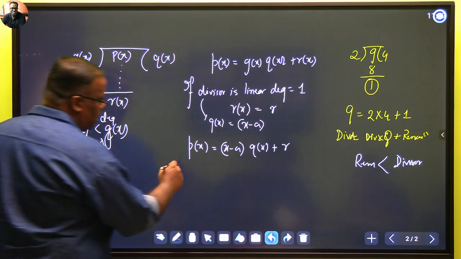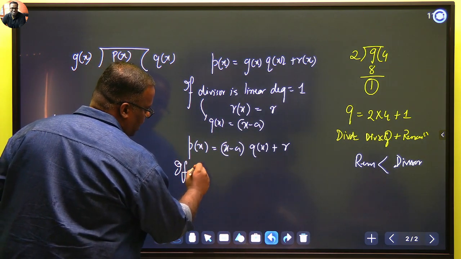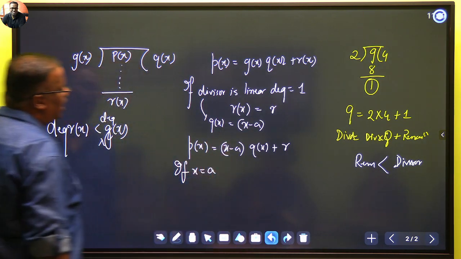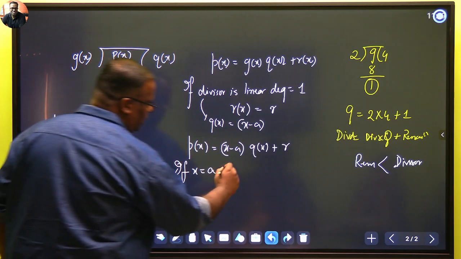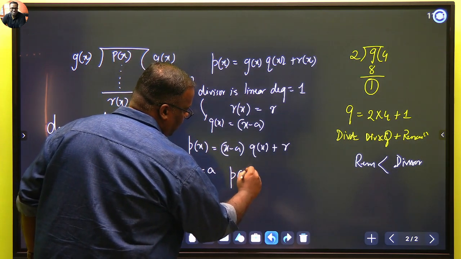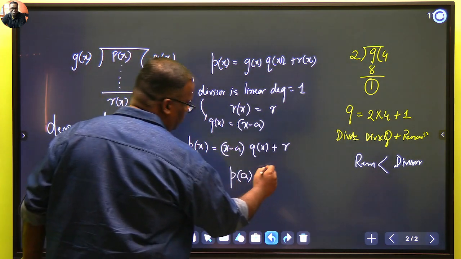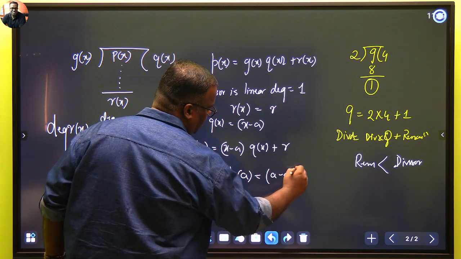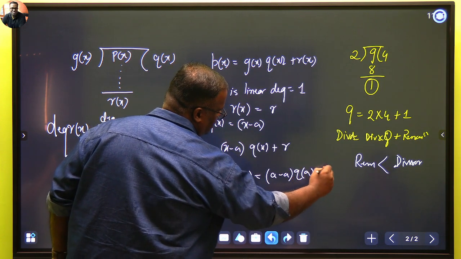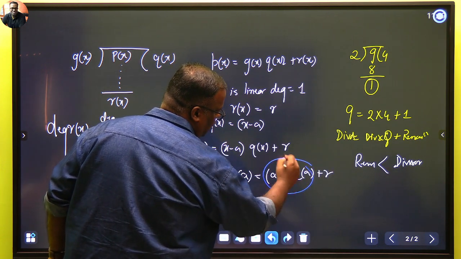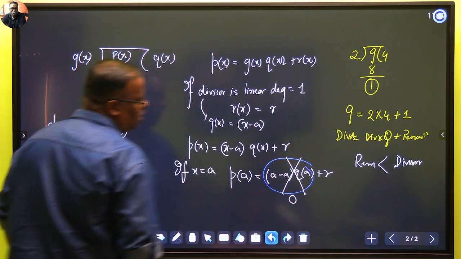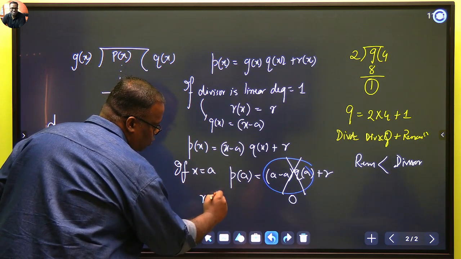Now you say if x is equal to a, अगर x equal to a हो जाता है तो देखो तो p of a, because x is equal to a, you have to make it p of a is equal to a minus a, q of a plus r. This whole thing has now become 0. That means the remainder is equal to p of a.